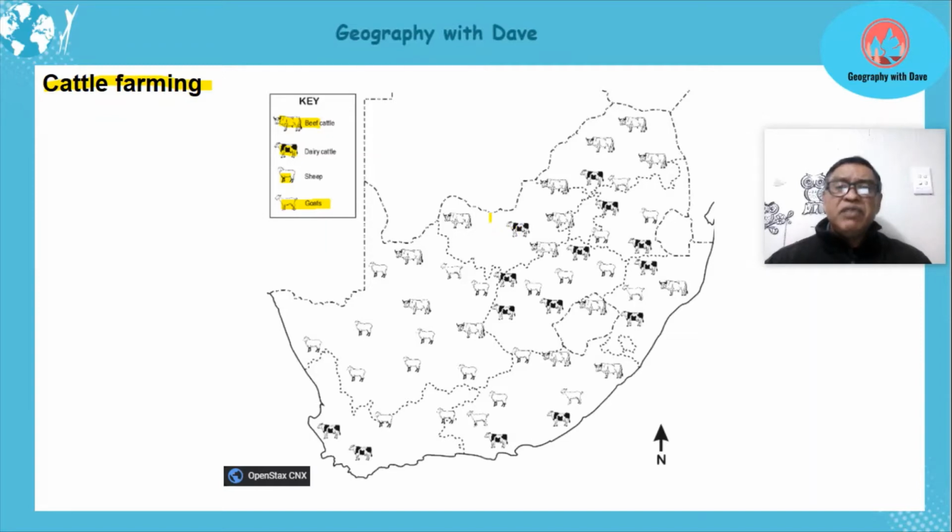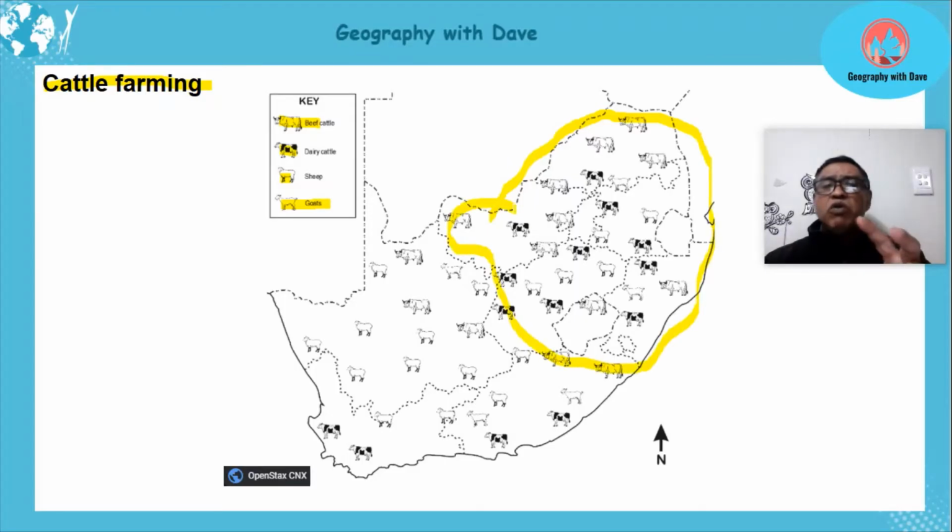Another fact you will look at here, learners, if I highlight this section, is that it's actually more towards the northeast and east. That's where the bulk of our cattle farming is done. It is not that it's not done in other areas. It is done, but the bulk of it is in that area. Okay, let's go on.